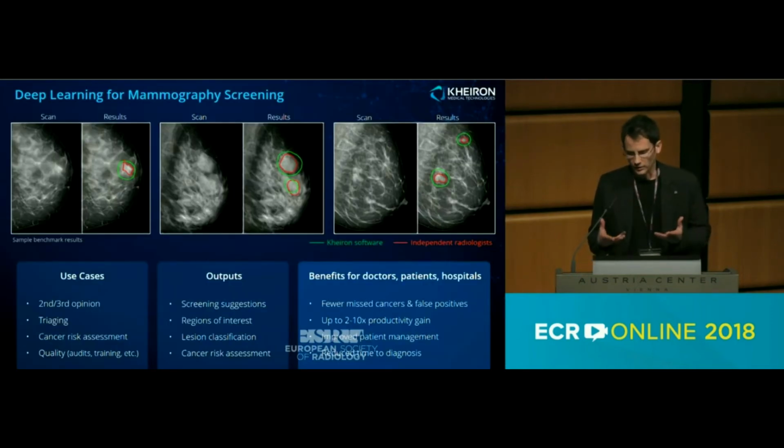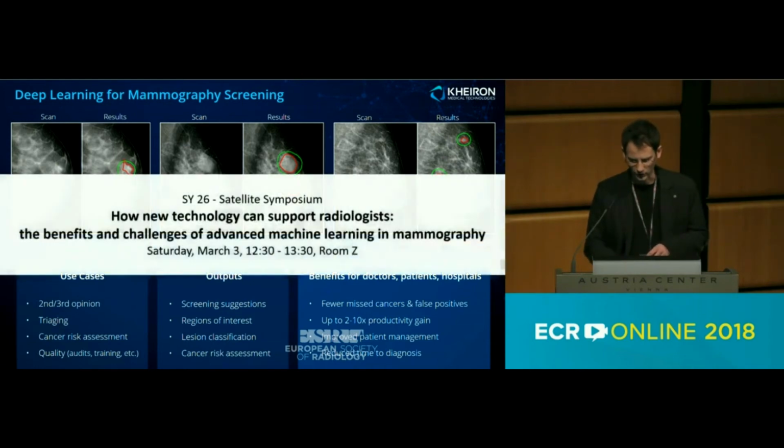So you can apply this to other domains. Of course, mammography has been mentioned earlier. It's a domain where a lot of things are happening, and we see deep learning systems coming up. If you want to learn more about this, I recommend this extra session on Saturday run by Kiron Medical. You find that in room Z on Saturday.